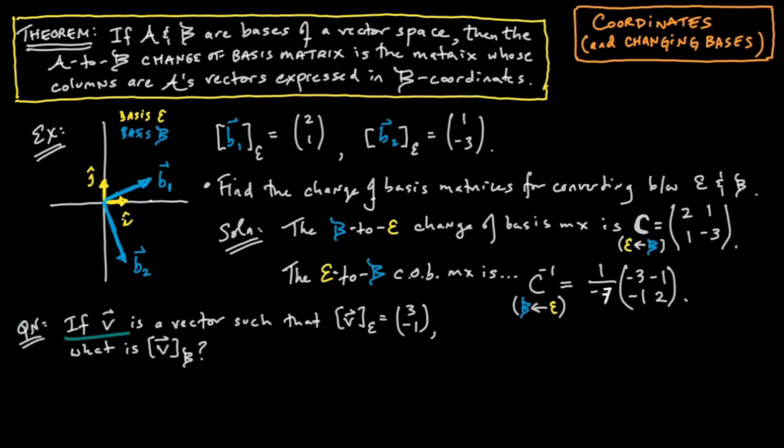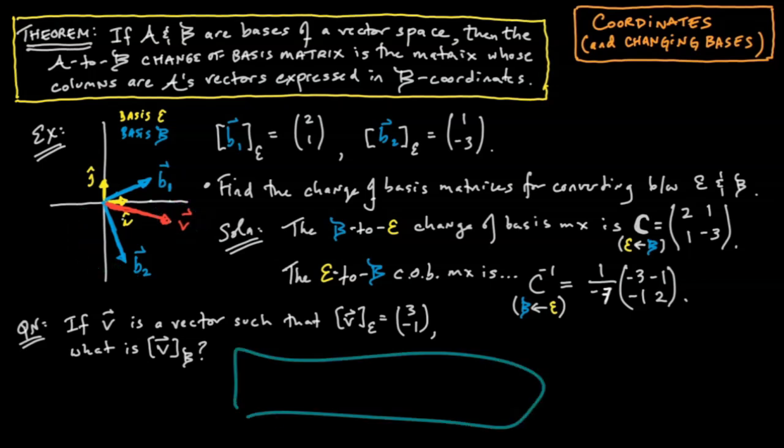So here's a question. If V is a vector such that its standard coordinates are 3, minus 1, what are its B coordinates? Now, before we compute anything, let's make sure you understand what's going on geometrically. We have a vector whose standard coordinates are 3, minus 1. So that would be a vector something like this. 1, 2, 3 over and 1 down. And we'd like to know what this guy's B coordinates are. Where does this point, in other words, lie on the B grid? How many B1 steps and B2 steps do I have to take to get there?